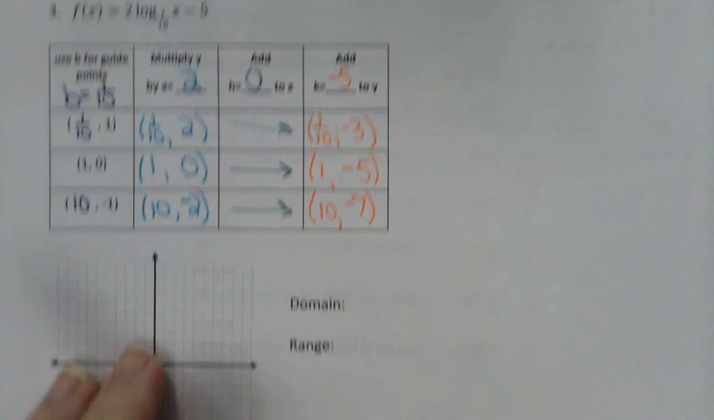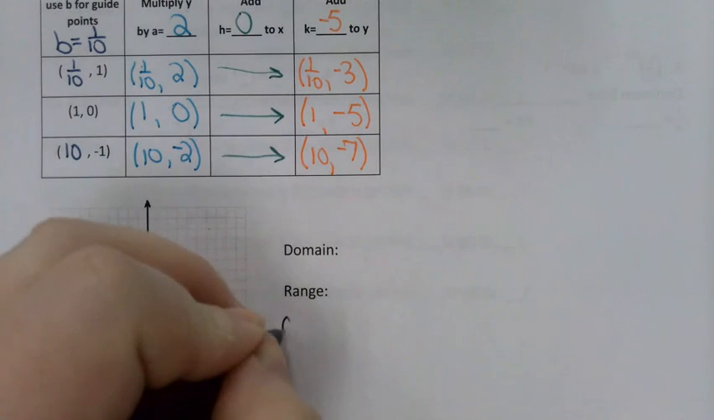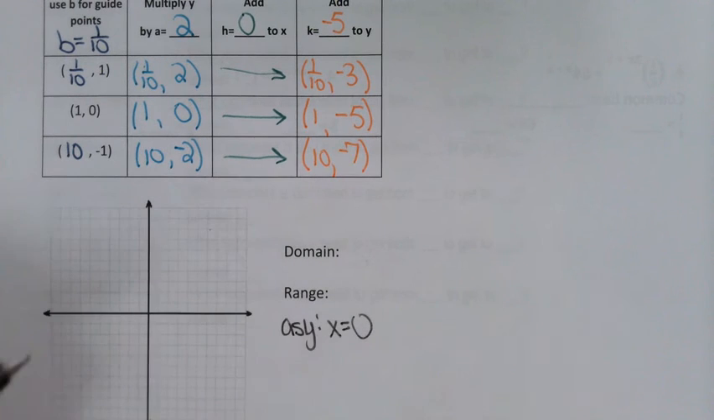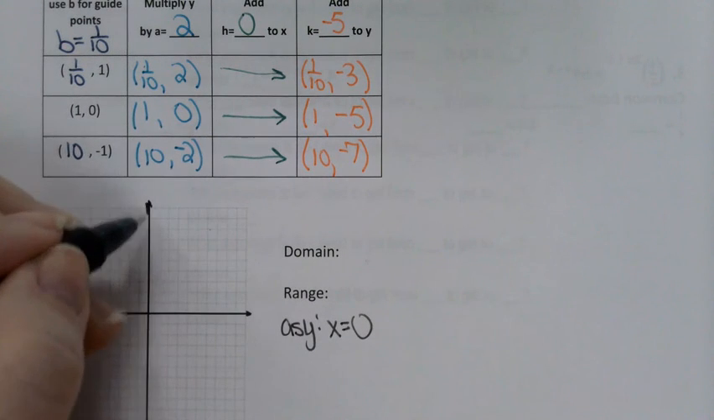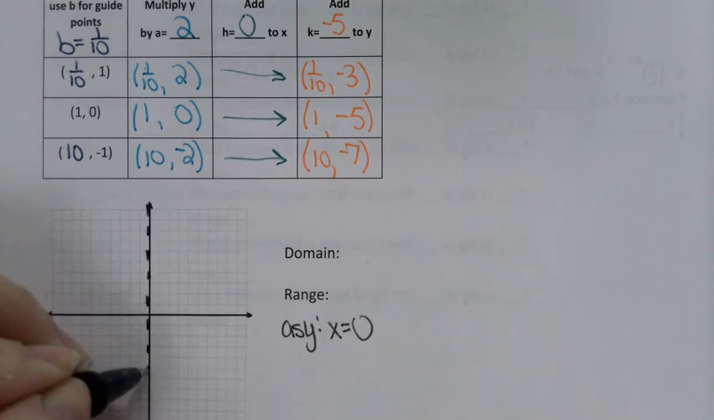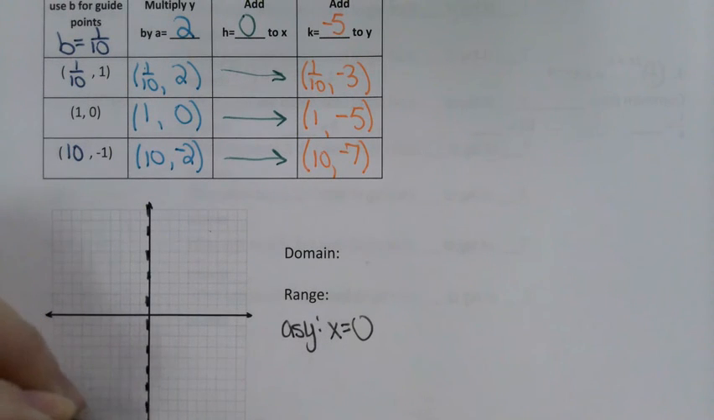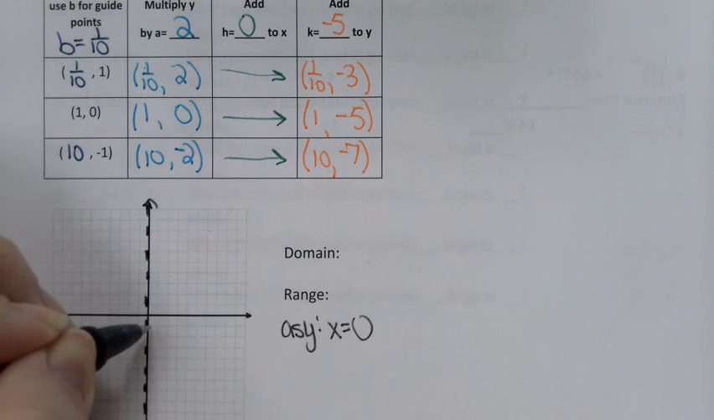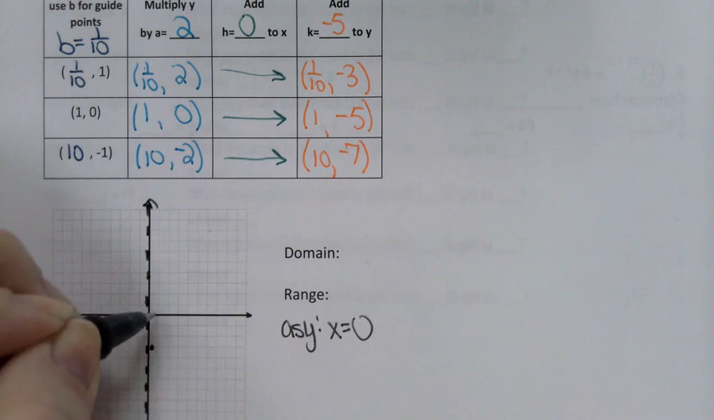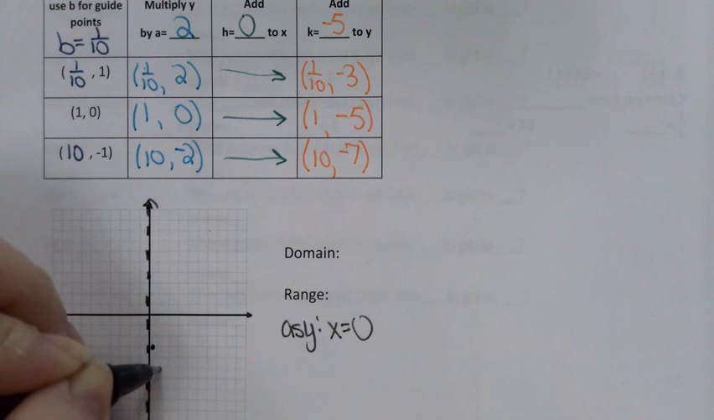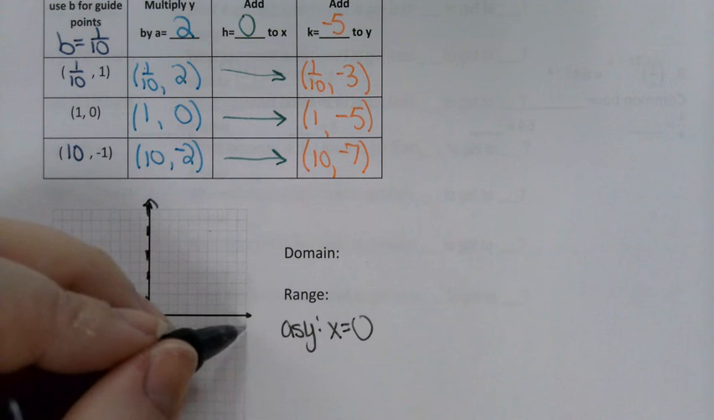Our asymptote is x is equal to 0. We'll draw our asymptote in. And then we'll plot our points. 1/10 and negative 3, 1 and negative 5, and 10 and negative 7.